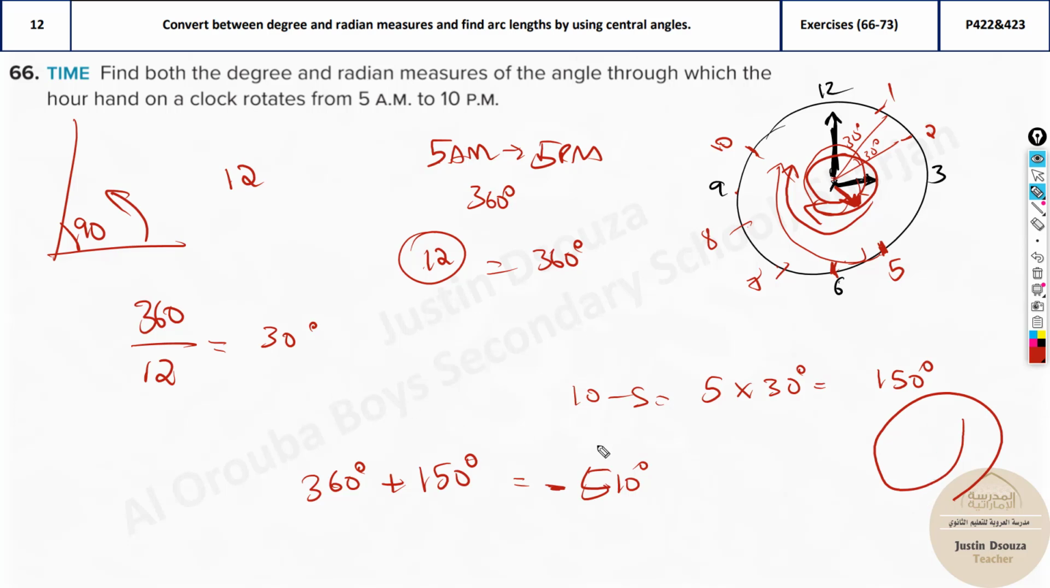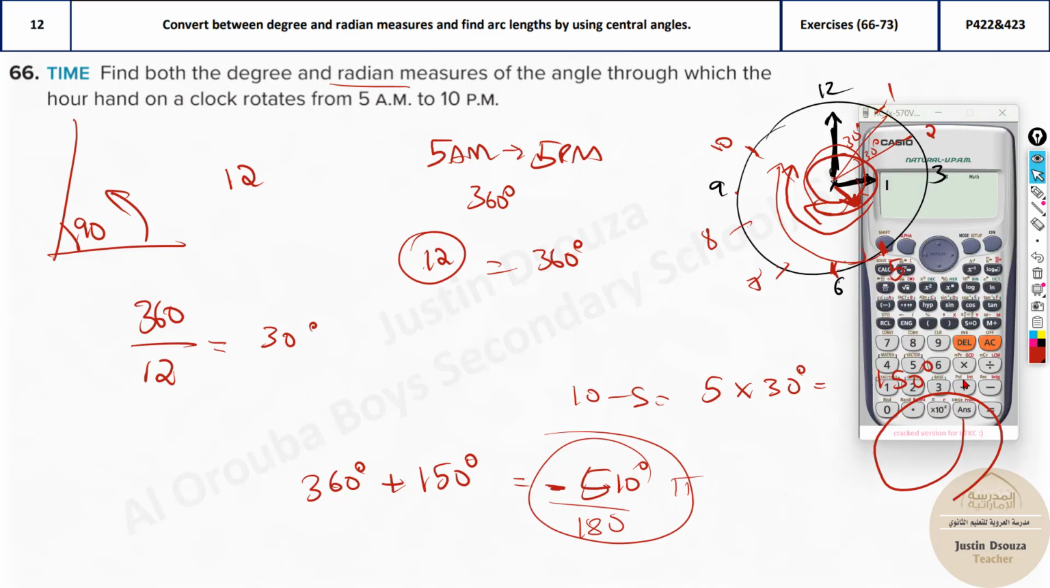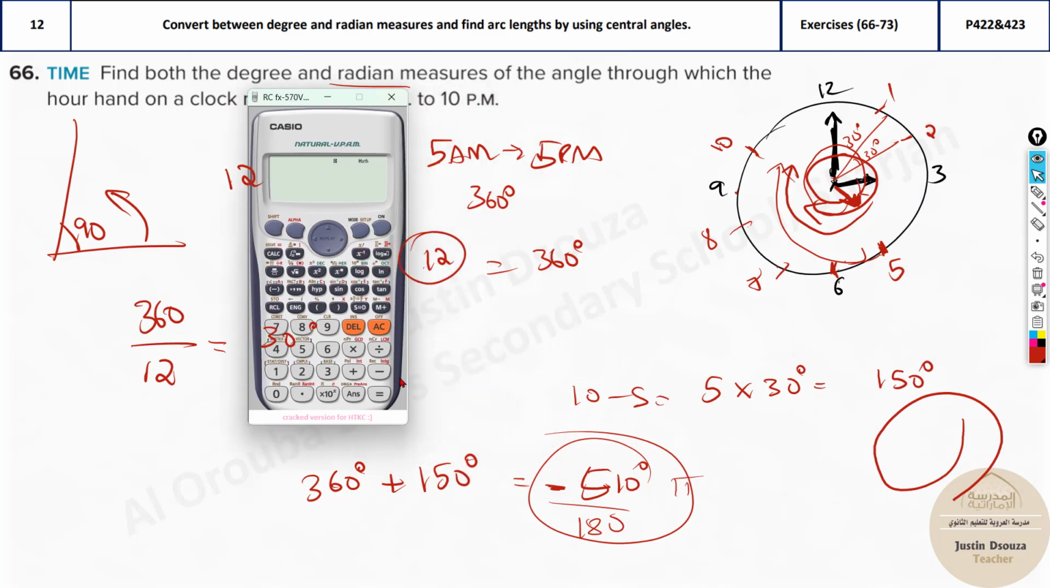And then we have to convert this to radians, which I forgot until I saw the answer. Over here, we did degrees: minus 510, that's correct. How do you convert to radians? The shortcut is to divide by 180 and multiply by pi. Let's do it in the calculator. Divide 510 by 180, and whatever the answer is, negative 17 by 6, add a pi to it. It will be negative 17 by 6 pi.